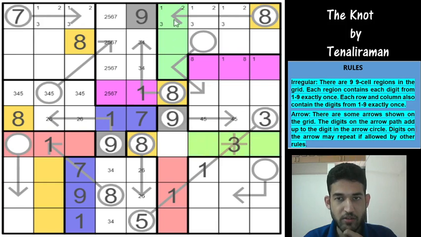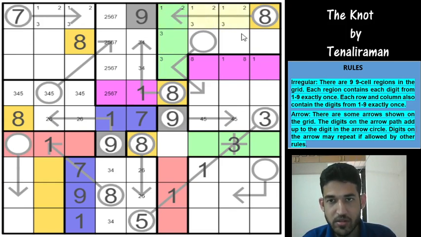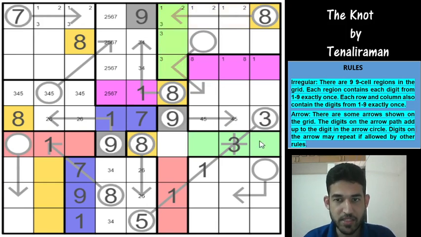Green cells are all equal, so 3 has to be in one of these cells, which means I can rule out the 3 from here, right? The 3 is ruled out from here. 3 is in one of these cells because green cells are all equal.